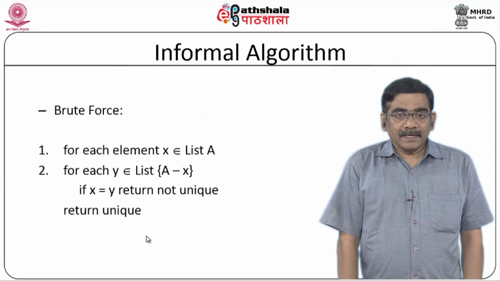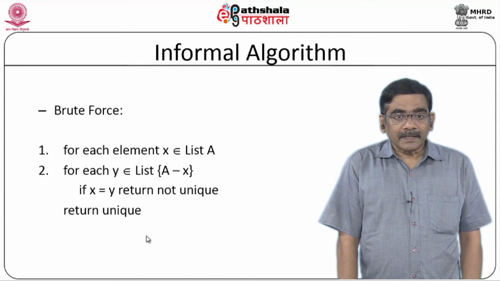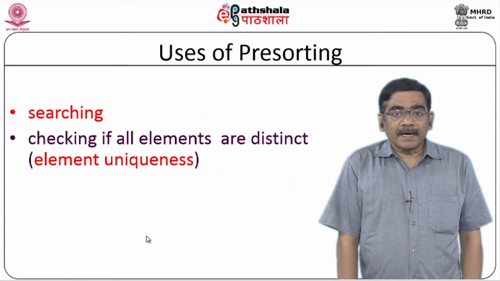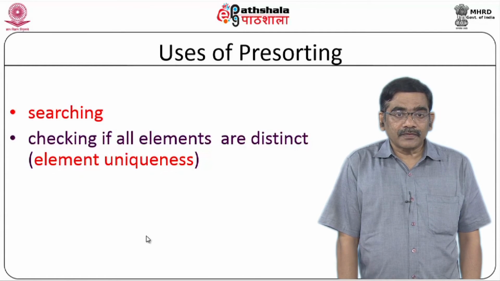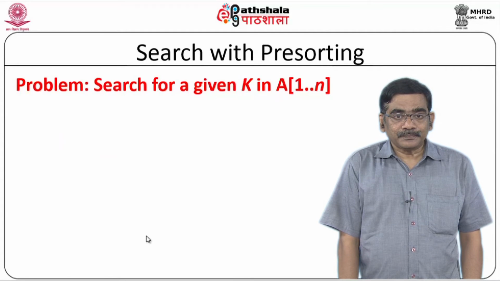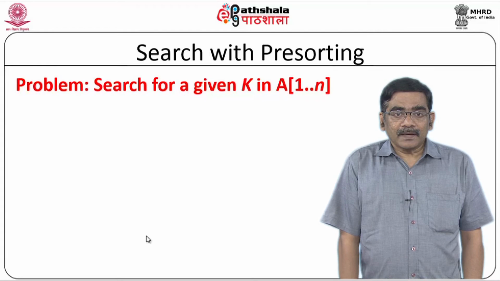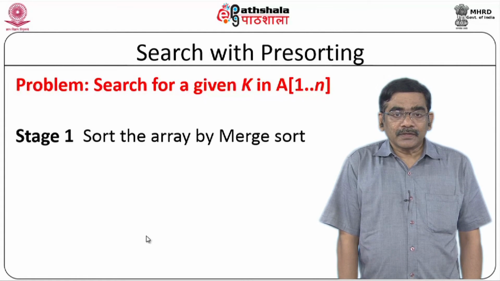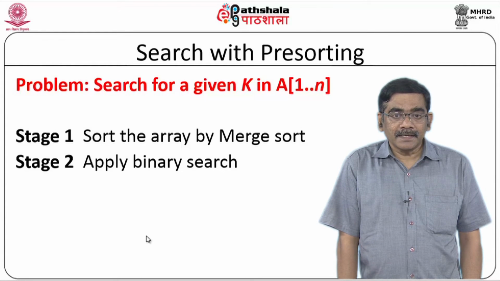You can see very well this is what the algorithm is, and the uses of presorting include searching; we can check element uniqueness, et cetera. And we can also use this for searching. You can see exactly what is happening now. If I want to search, I can sort the list by means of merge sort, and I can apply binary search because the elements are already sorted.